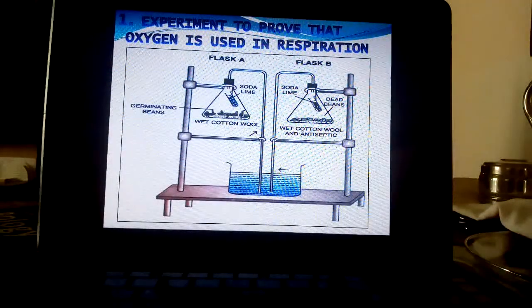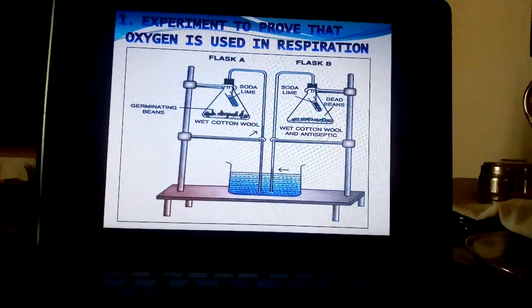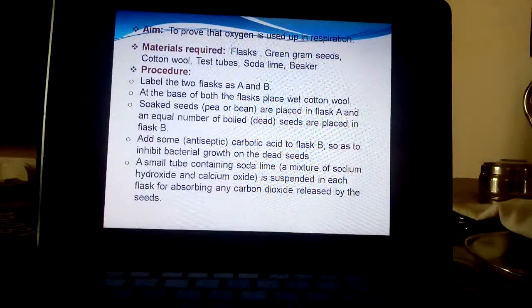Now, the experiment to prove that oxygen is used in respiration. Got it? Observe the diagram, children. Generally, these questions will be asked based on the diagram. They give you a diagram and ask you questions. Got it? What is the experiment aim? So, any experiment you write.